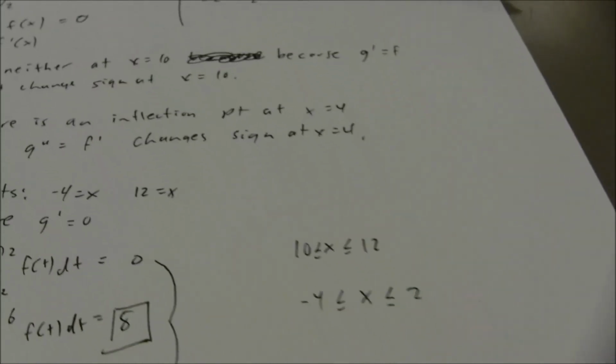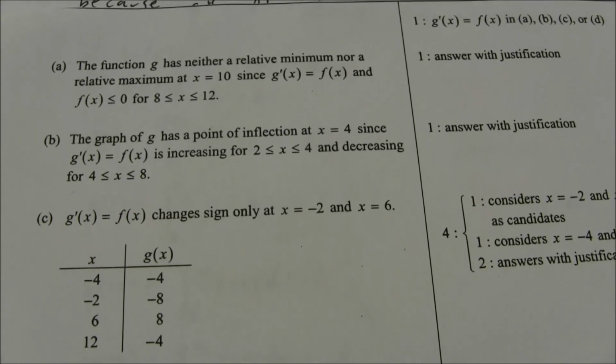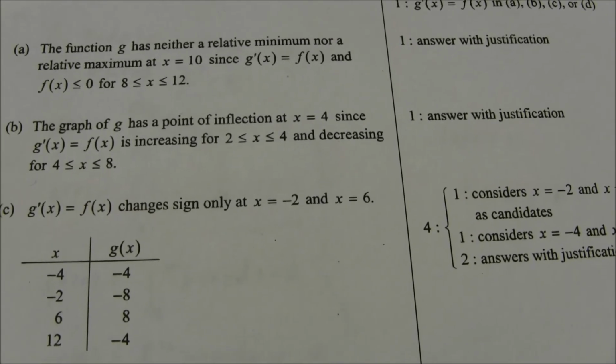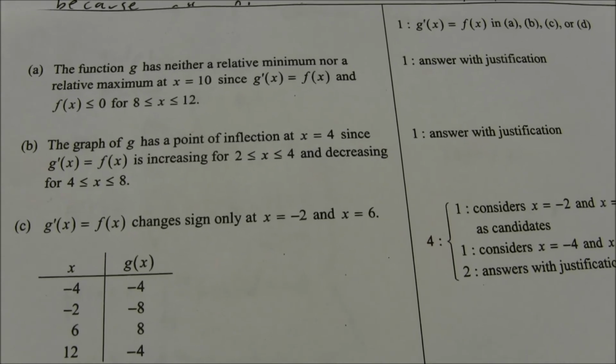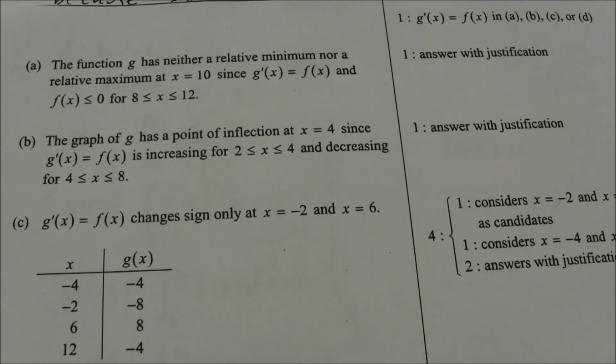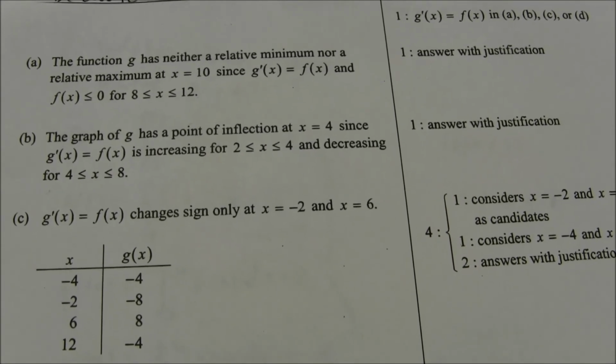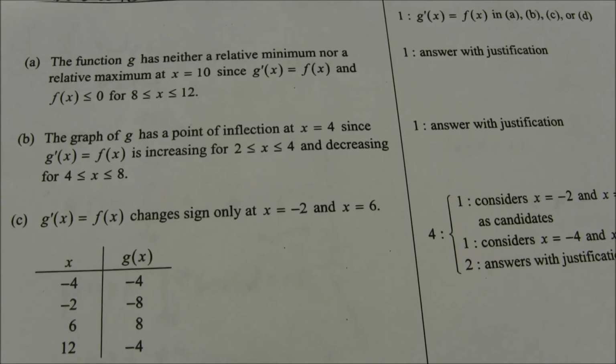So let's take a look at the scoring guide now. Let's see how this all stacked up. You can see the actual scoring guide here and how they did this. So the first part there, you get a point for g prime being equal to x. You get a point there for the answer with your justification.